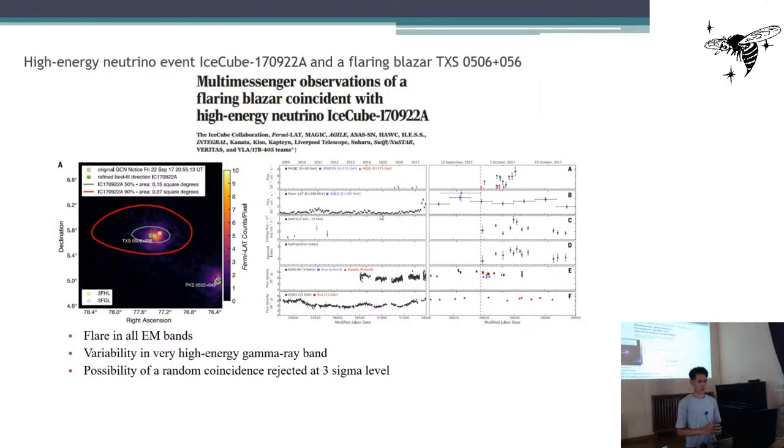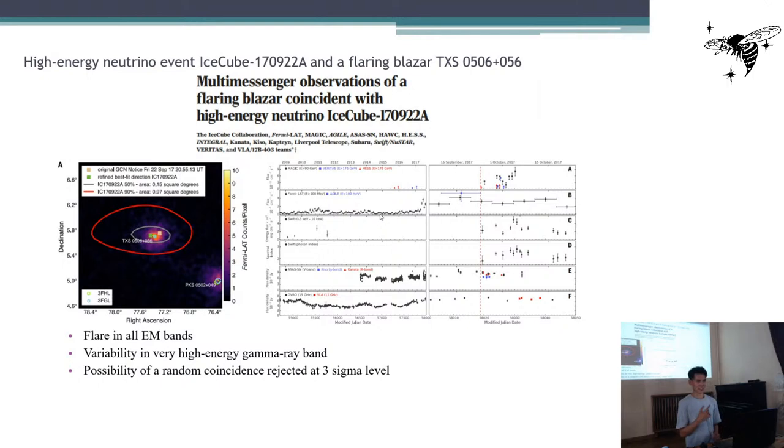In 2018, a team of scientists from IceCube, Fermi, and other observatories published a paper about this association. On the 22nd of September 2017, IceCube detected a high-energy neutrino event with an energy of approximately 300 teraelectronvolts. Several days after the event, the gamma ray observatory Fermi reported on the detection of a flaring blazar that was located right in the middle of the neutrino's error box. It was blazar TXS 0506.